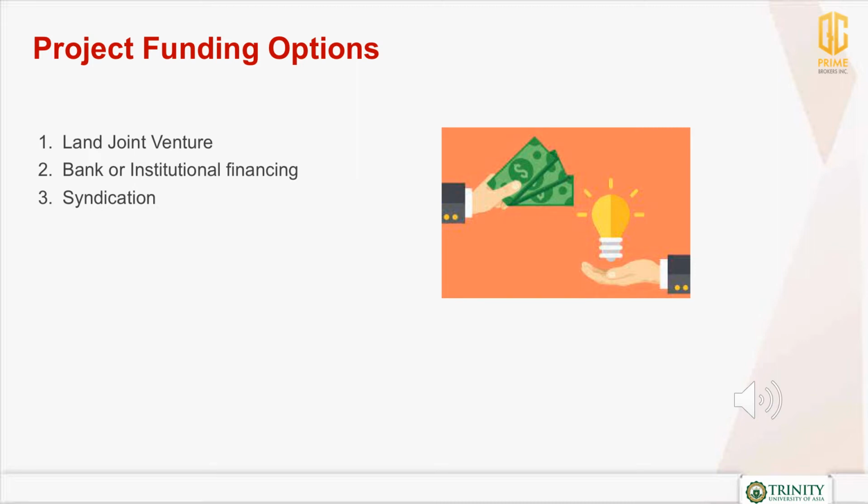The third option is syndication. Syndication is where several different entities will pool their funds together for a large-scale real estate project. But there are some considerations. For example, the organization structure. How many board seats will each investor get? The types of corporate shares, profit sharing, and many others.